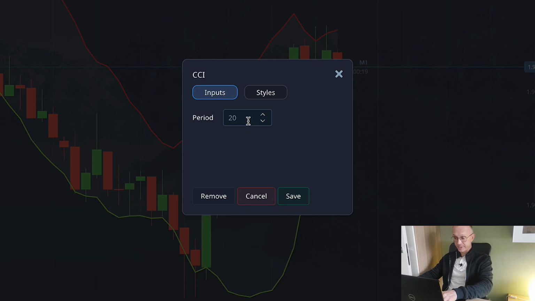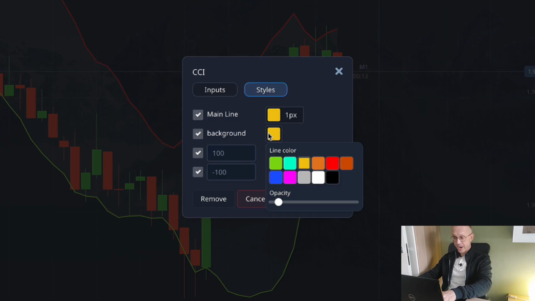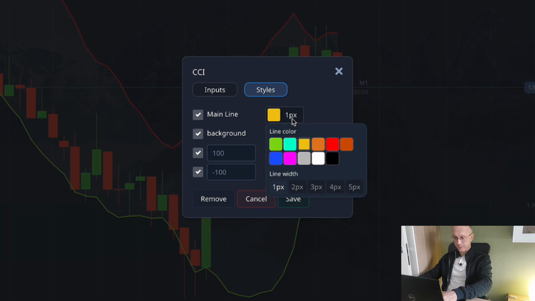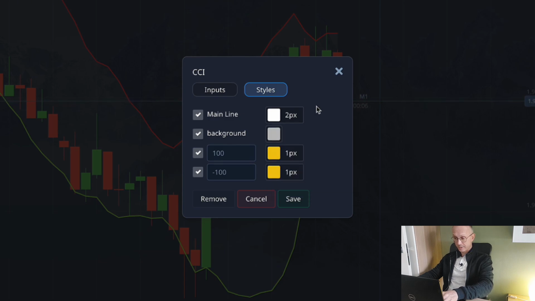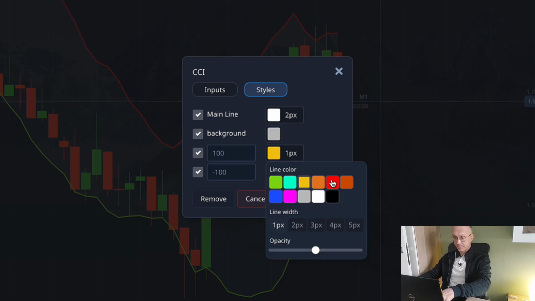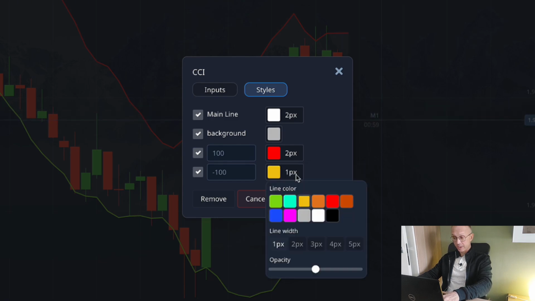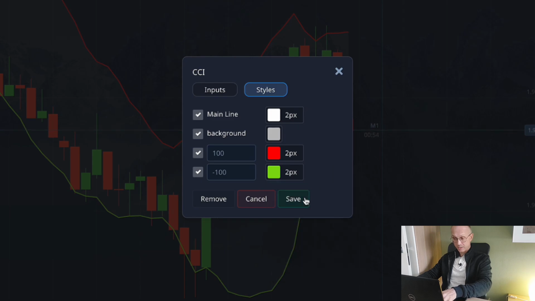Let's configure the CCI. Set period to 10. Go to Style. Set background to gray. Set main line to white and set the width to 2. Set line 100 to white. Set the width to 2. And move opacity to the right. Set line -100 to green, set the width to 2, and move opacity to the right. And save.